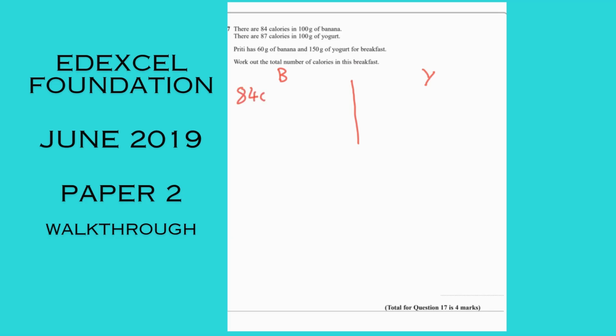There's 84 calories in 100 grams. It'd be nice if we knew 60 grams. So a variety of ways to get from 100 to 60 using multipliers. I always like to divide by itself and times by what you need. You do the same to both sides. Divide by 100, times by the 60. We get 50.4 calories.